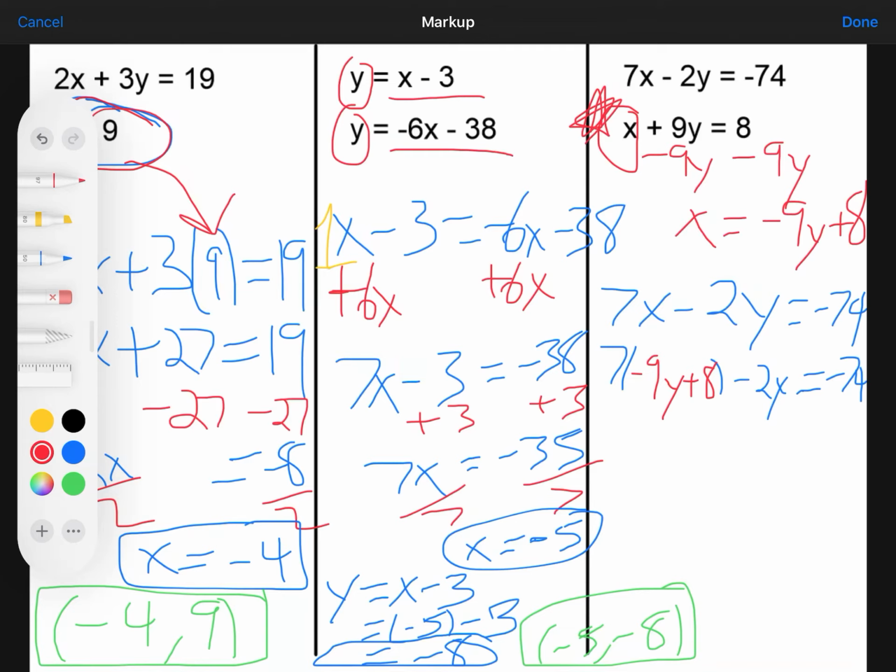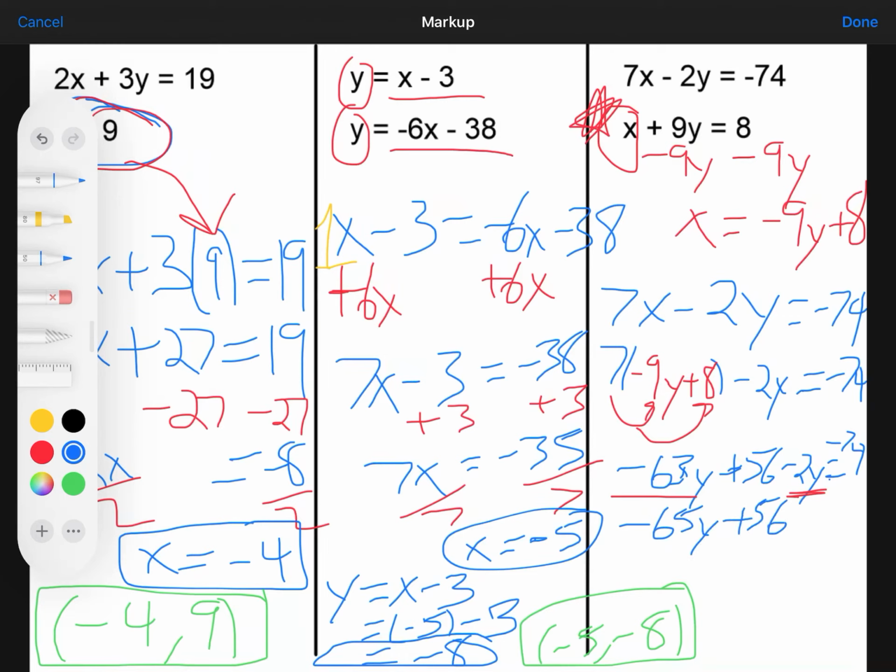These ones here require you to distribute, multiply the number in front to both things. I'll do my best to keep this on a line. Sorry, it's a little bit messy and off, but there we go. On these problems, you'll always have to combine like terms. Negative 63y minus 2y is negative 65y.